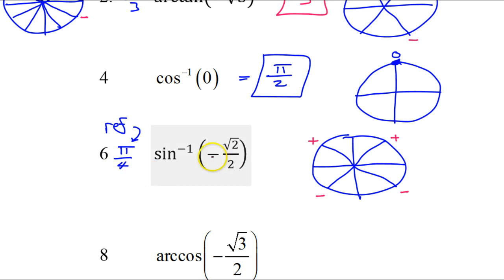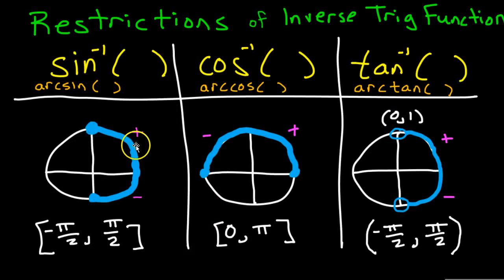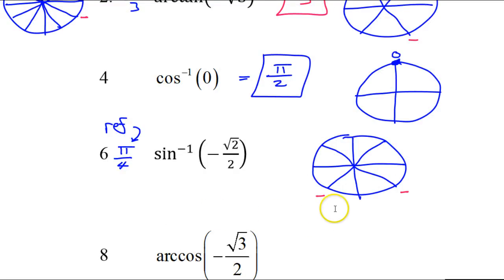Now we want a negative sine, so that means we can forget about these two. But also, inverse sine is restricted to the right side of the unit circle. So we have to stay over here. That means we can forget about this one. So this is the only answer, and that answer is negative pi over 4. We cannot call this 7 pi over 4 because that takes me into the restricted range.